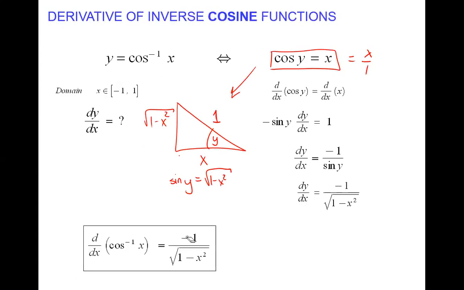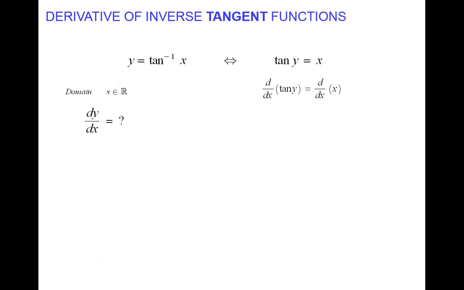Excellent. That means the derivative of inverse cosine of x is almost identical to the sine function, but we do have a negative. That means negative 1 over the square root of 1 minus x squared. Okay, one more formula, tangent. The same thing. Let's use implicit differentiation. On the right-hand side, 1.